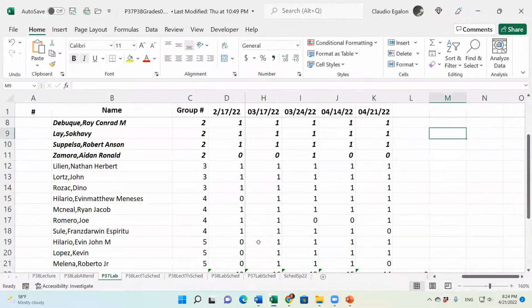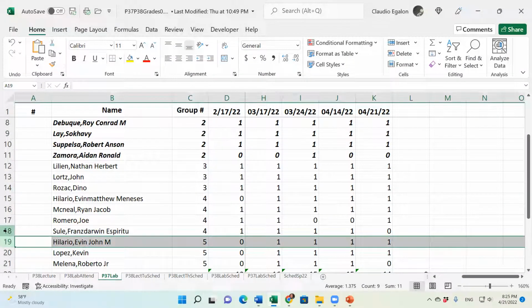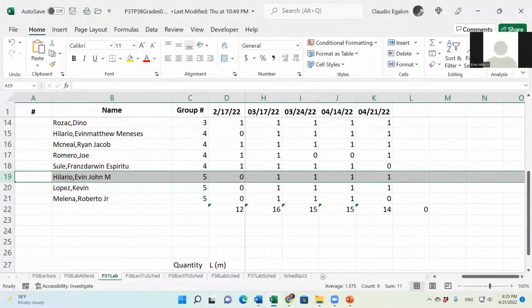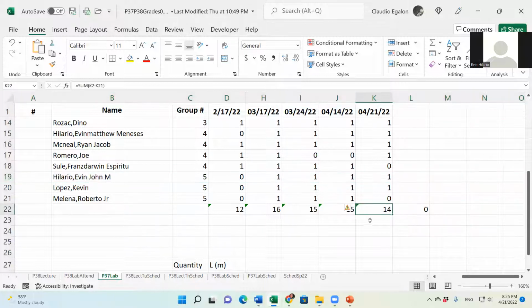Someone else has joined us, is that right? Who is that? Evan? No, it's not Evan. Okay, nobody joined us. Looks like one of you got kicked out and then you had to log back in. Good. We have 14 students. This number matches the number of students that we have in the room.